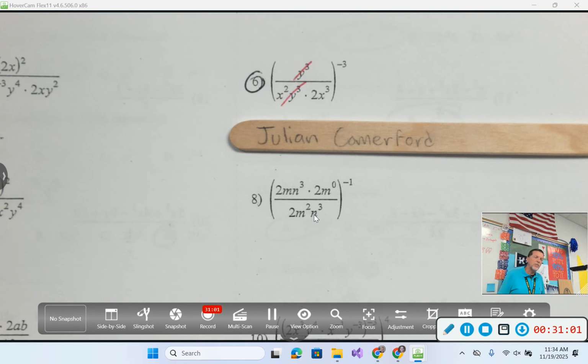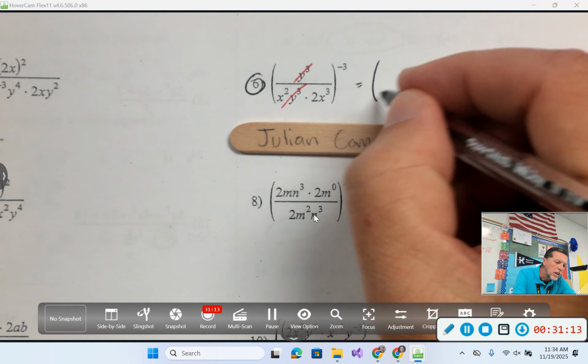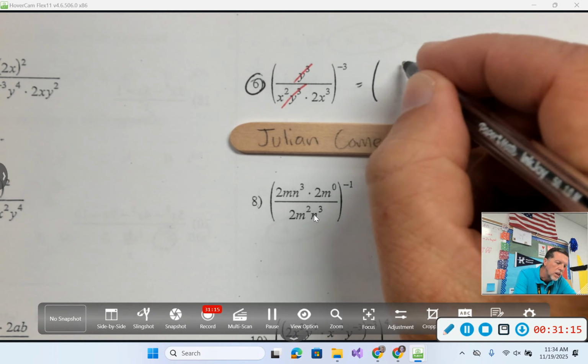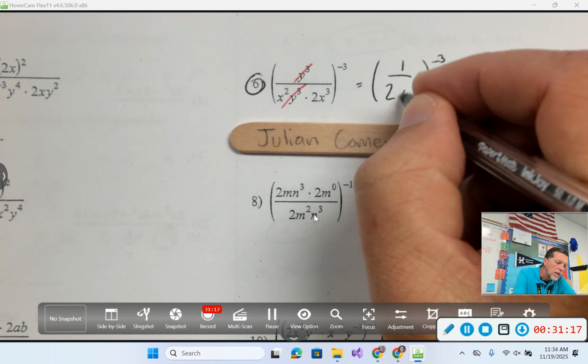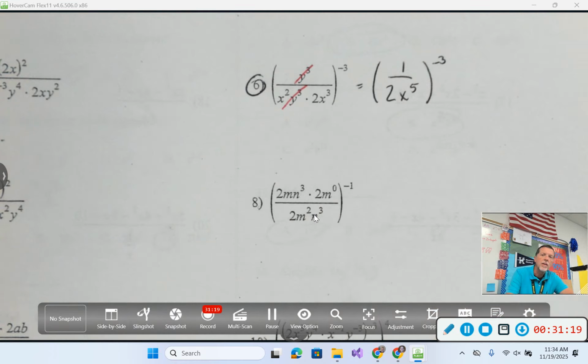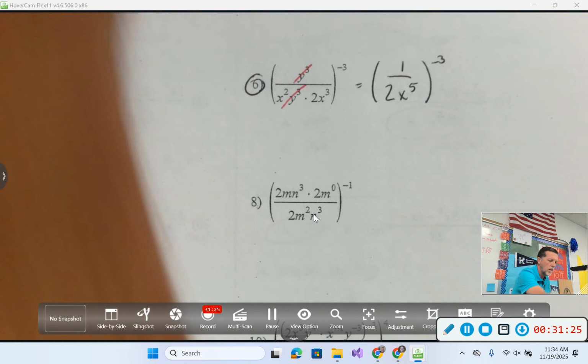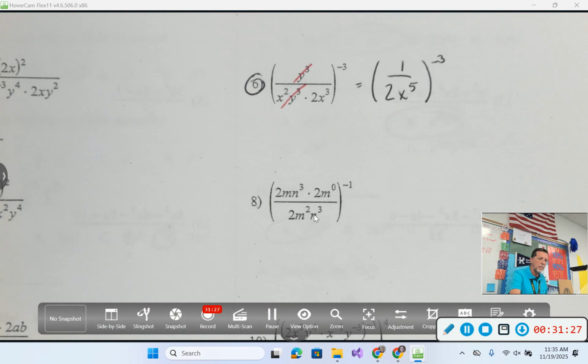Julian, what would you like to do next? I think there's at least 2 options, maybe 3 options. Multiply the x squared into x cubed. And what would you get if you did that? 2x. Yes. All right, not much option left.